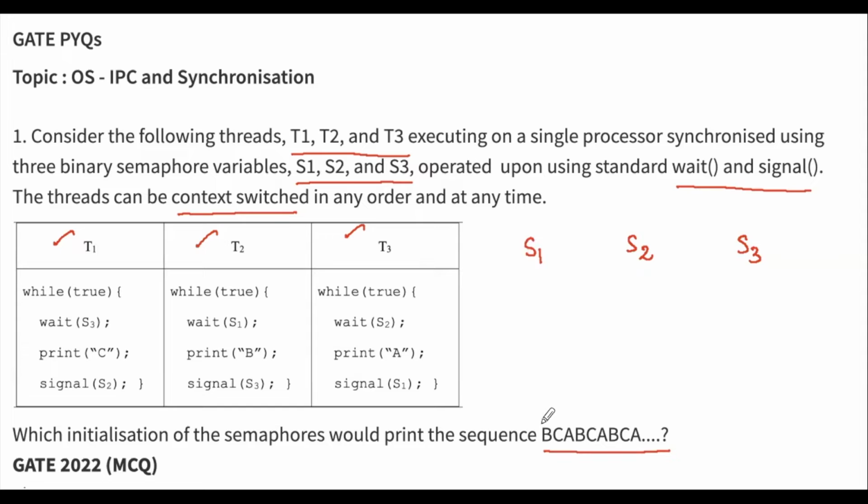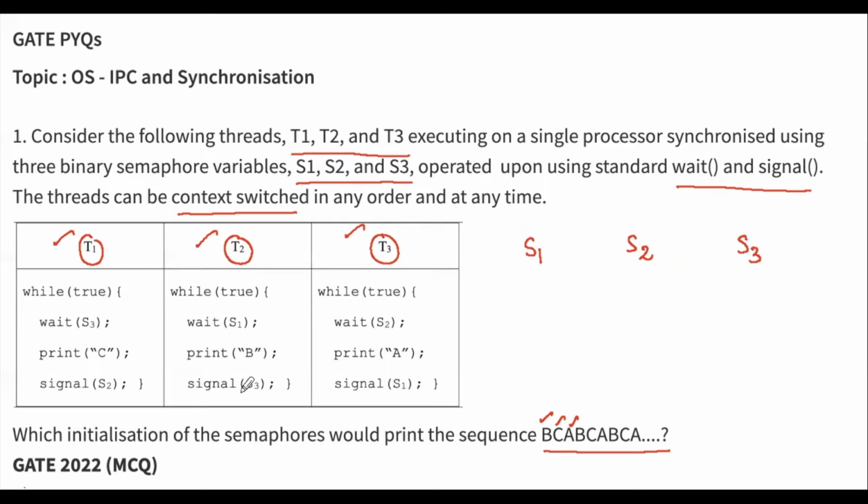So what is the sequence? It is BCA followed by BCA, right? Here, which thread prints B? T2 prints B. Then which prints C? T1 prints C. And T3 prints A. Fine. So first I have to print B. Now let's look at the code that they have given here.